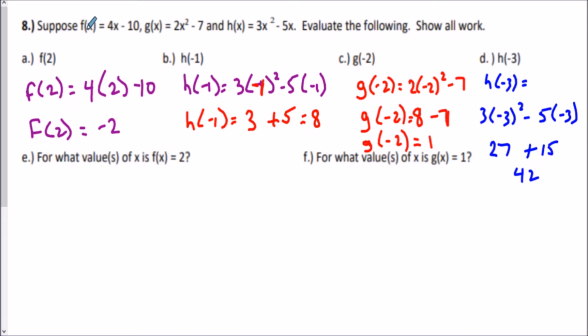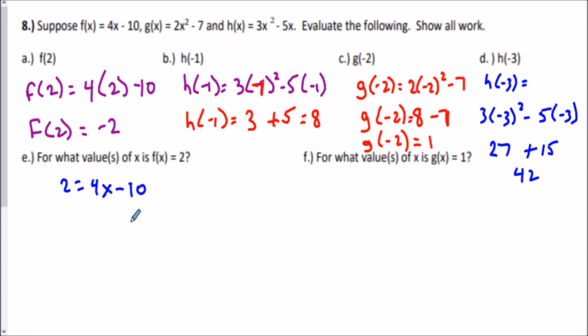But what I do know is that I want this to spit out a 2. So I'm going to set this entire left-hand side, I'm going to replace f of x with a 2. I'm allowed to do that. They're the same. Okay, so I'm going to say 2 equals 4x minus 10. And I have to solve this now.